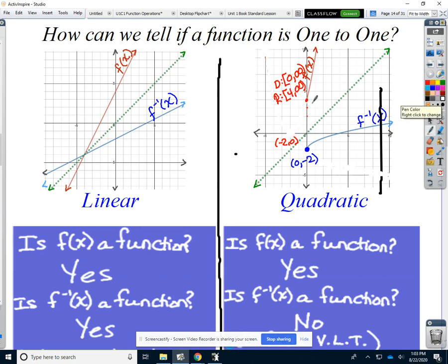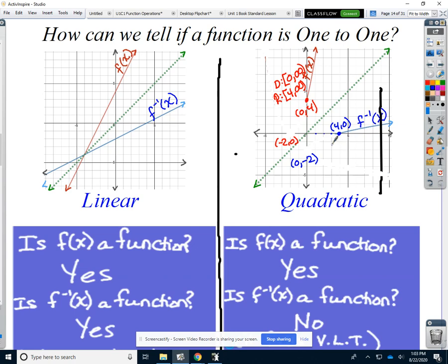That would change my restriction down here. So that means I would have to start at the same point. If this is 0, 4, then I would have to start at the point 4, 0. So you don't always have to start at the vertex when you're restricting, but it makes the most sense to. Most people just go to the vertex, but you could start somewhere else.